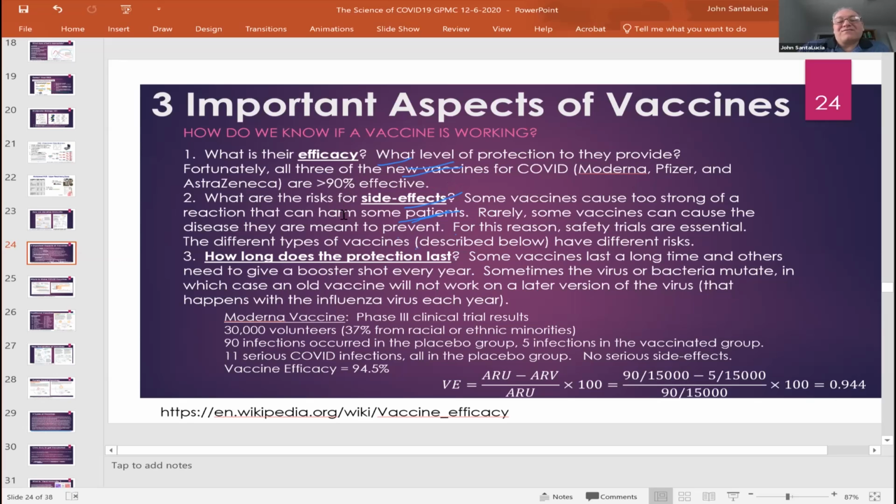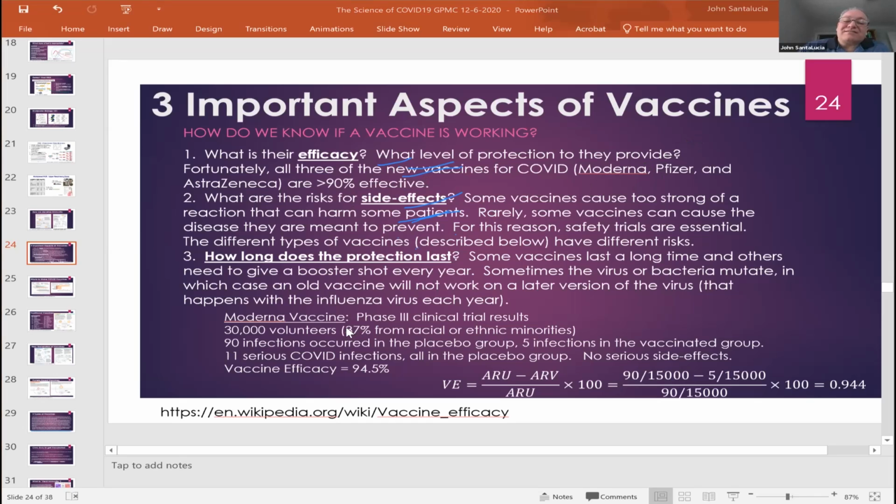Are there side effects? Side effects mean, if you get the immunization, does the immunization itself cause problems? Does it give you the disease or give you some other overreaction to it? That's the reason why testing is extremely important with any new vaccine. It's very important to know that it doesn't have side effects.